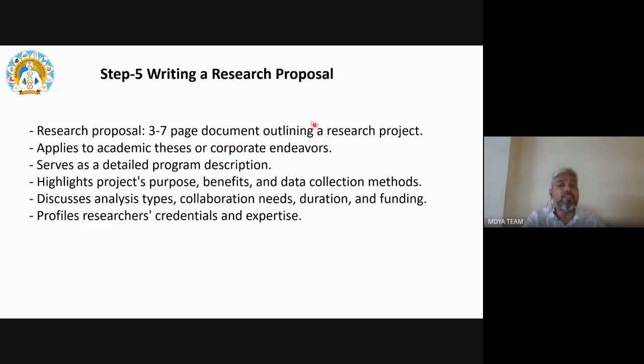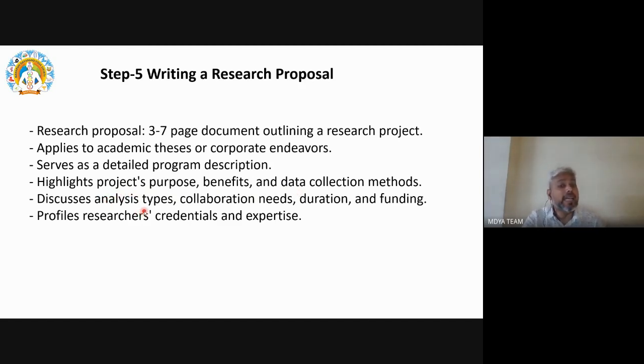Outlining means giving headings to your research project, right? Or a study; it applies to an academic thesis or corporate endeavors. It serves as a detailed program description, the project or study description in your synopsis. It highlights the purpose of your study, the benefits of your study, and what data collection methods you will use in your study.